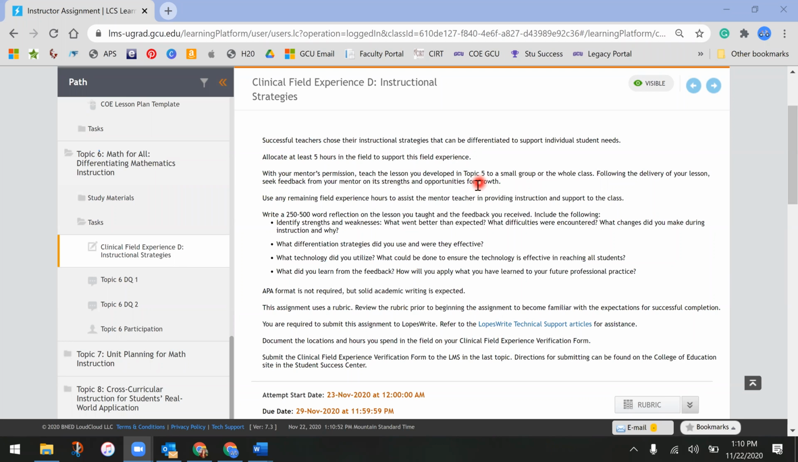You can use a different lesson, but you want to make sure that you're teaching this to either a small group or whole class. If you are using videos in place of this assignment, one alternative is to teach children that you have access to. You can use your own children, your nephews or nieces, or grandchildren, or the neighbors, whoever is in your bubble, to try to teach some kids that maybe you know.